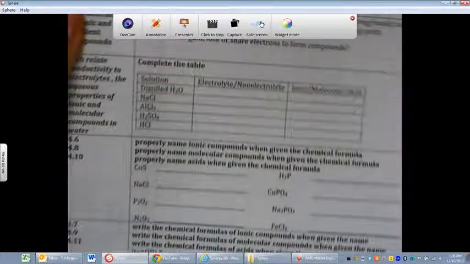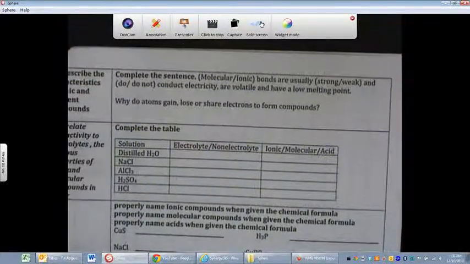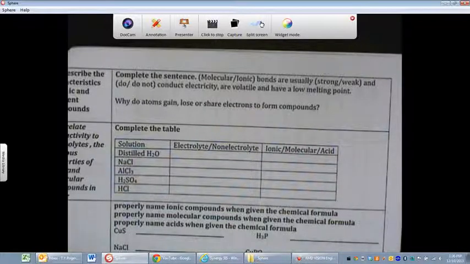I'm going to give you about 30 seconds to complete this sentence properly. It says molecular or ionic bonds are usually strong or weak and do or do not conduct electricity, are volatile, and have a low melting point.